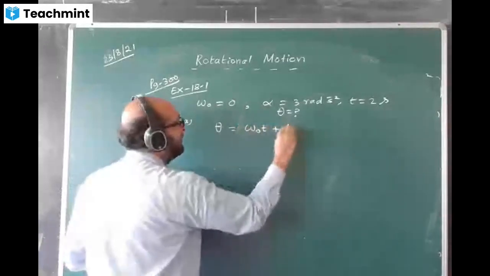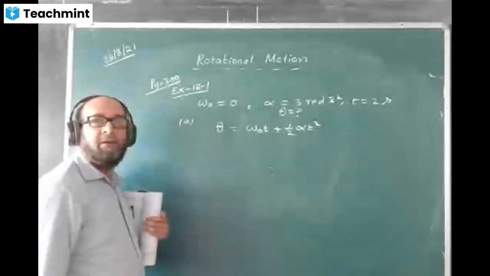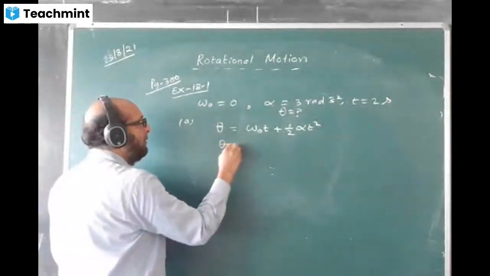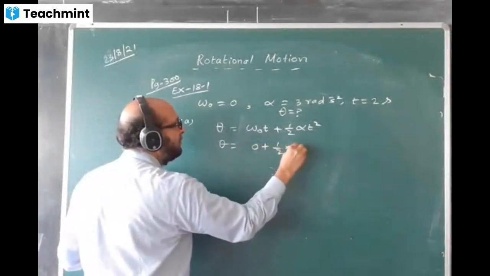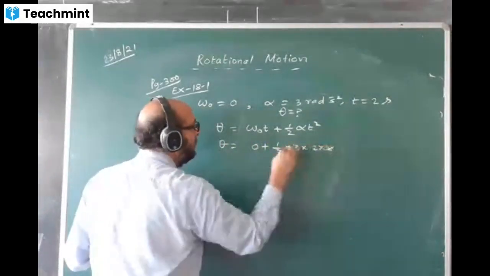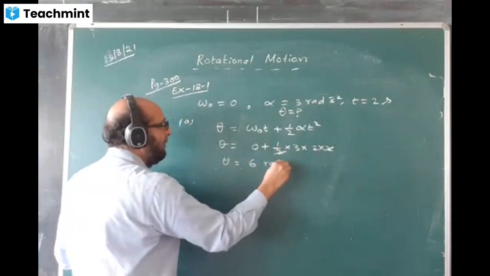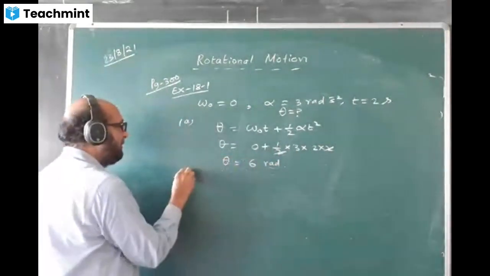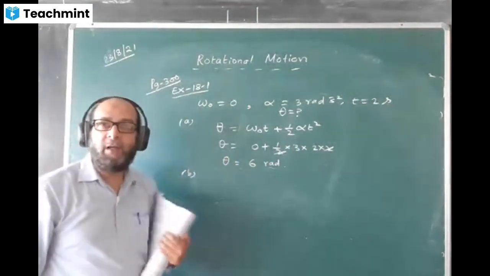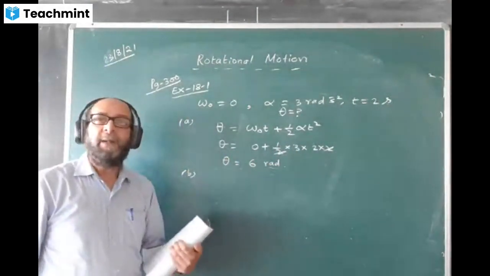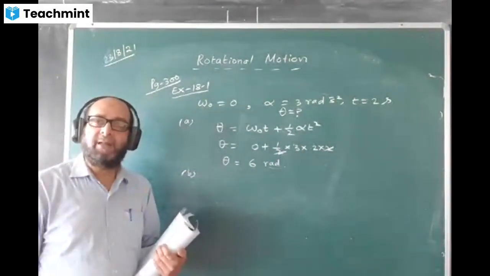So theta is equal to omega naught t plus half alpha t square, and you can find the theta value. Omega naught is 0, so this term becomes 0. Half alpha is half of 3, and t squared is 2 into 2. Theta value is coming 6 radian. The unit of theta is radian. Finished. Choose an appropriate formula so that using that formula only you get the answer. The time will be saved.